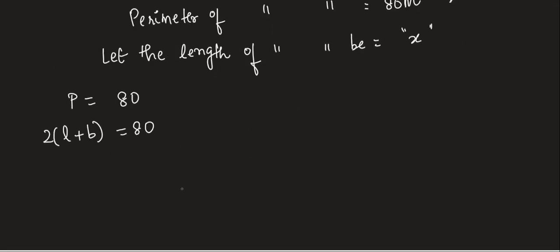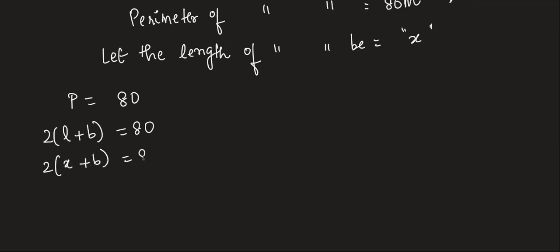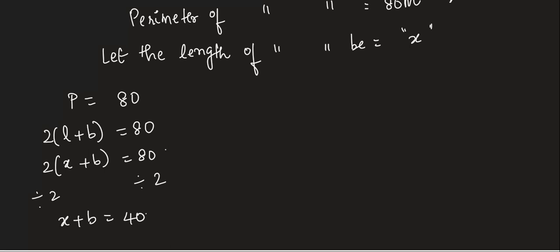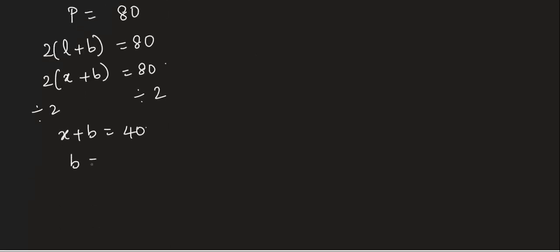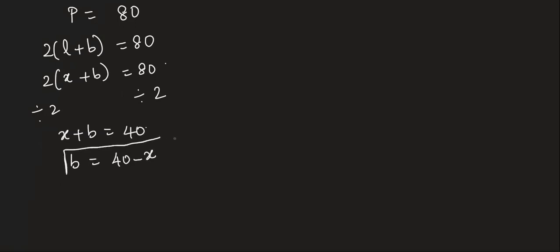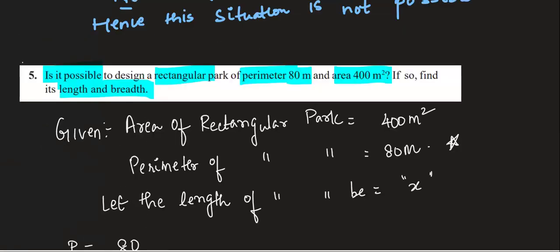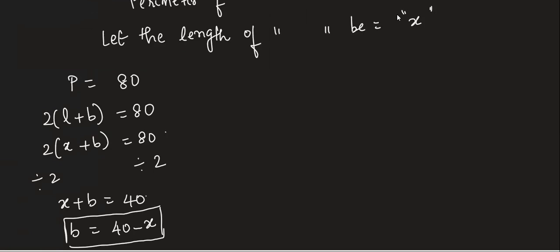Now we have taken L as x, so 2 into x plus B is equal to 80. To simplify this, I'm going to divide by 2 on both sides. After dividing by 2, the 2 will be cancelled, so I'll have just L plus B is equal to 80 divided by 2, which is 40. Now I want the value of B, right? So take x to the other side. B is equal to 40 minus x. So my L value is x and B value is 40 minus x. This is the first part.